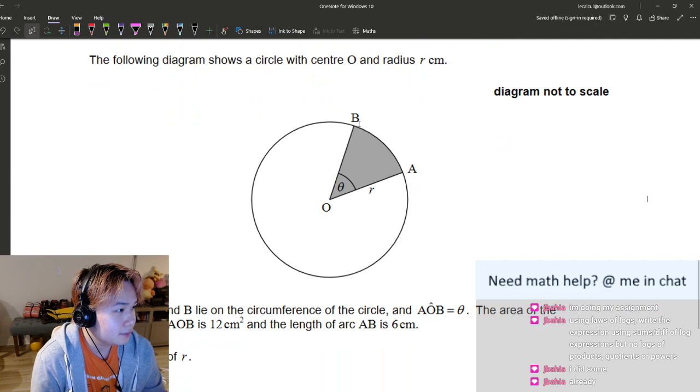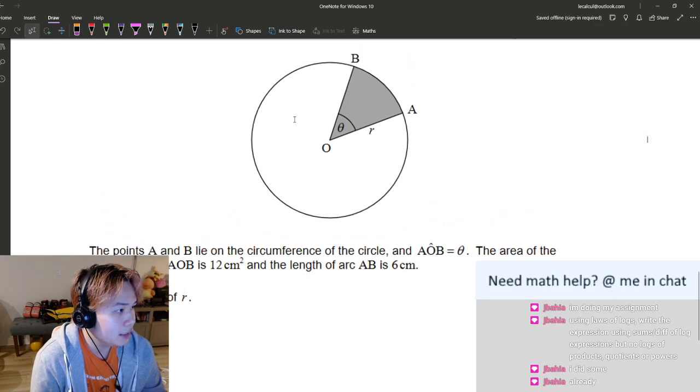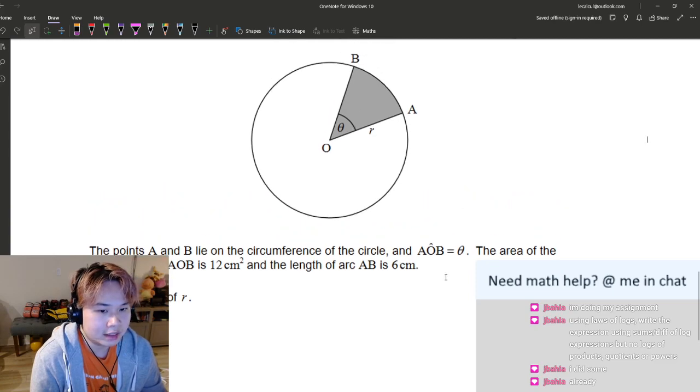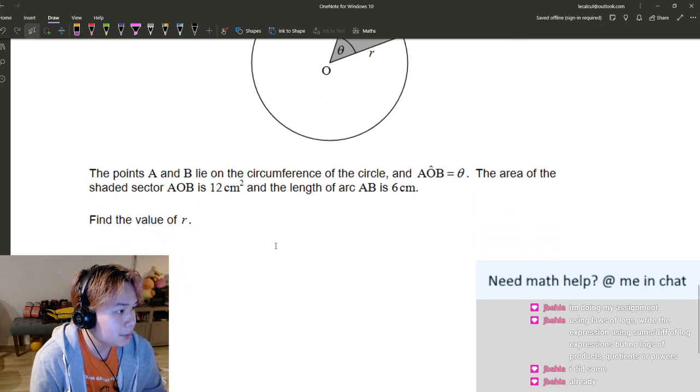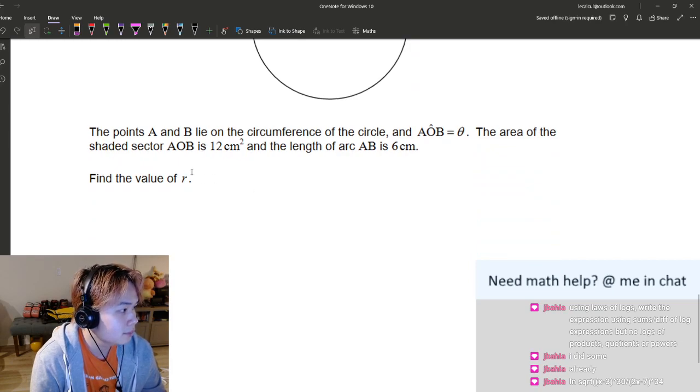Okay, what do we got? We got a circle with an angle, radius, sector... Wait, points A, B are on the circumference, yada yada yada. The area of this is 12. And the arc length is 6. Probably need to find the value of r and theta. Just r.